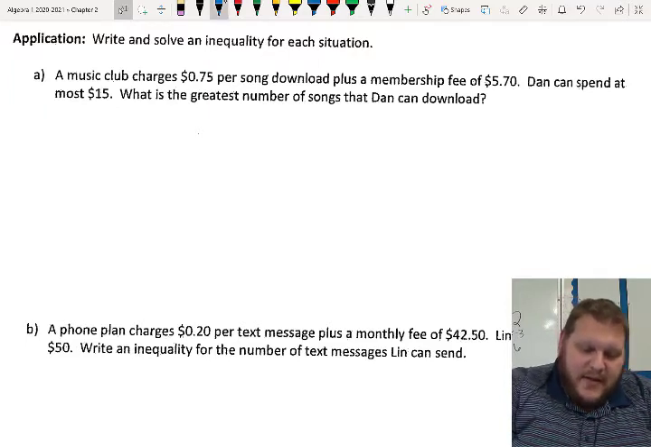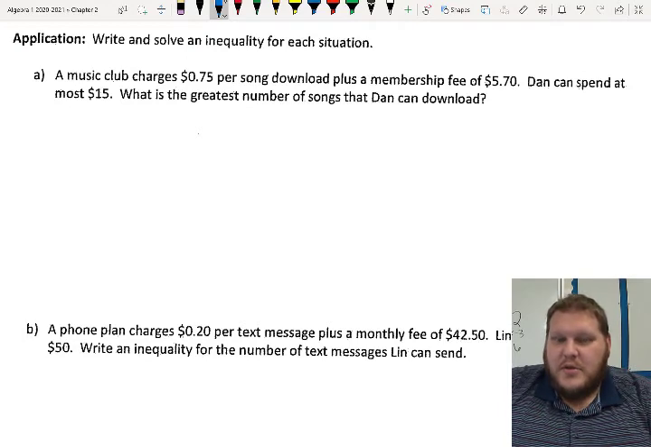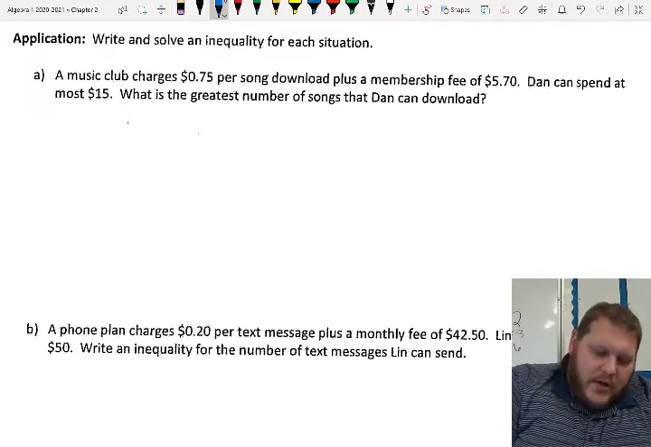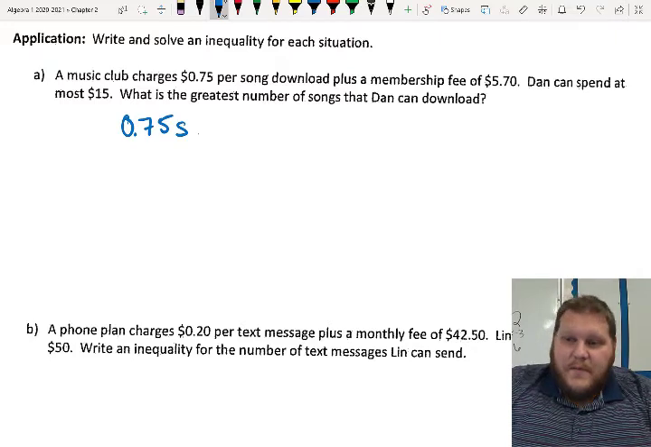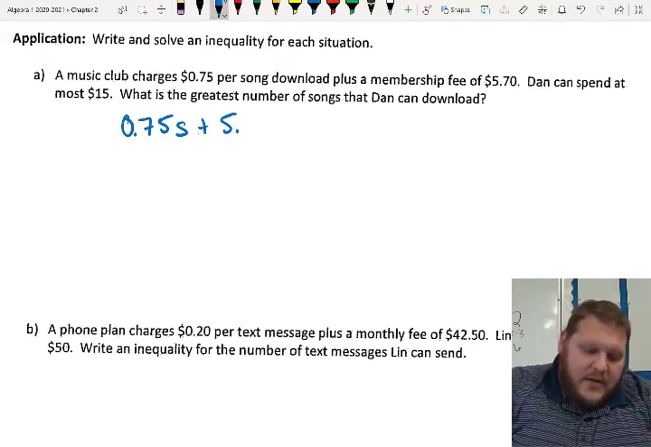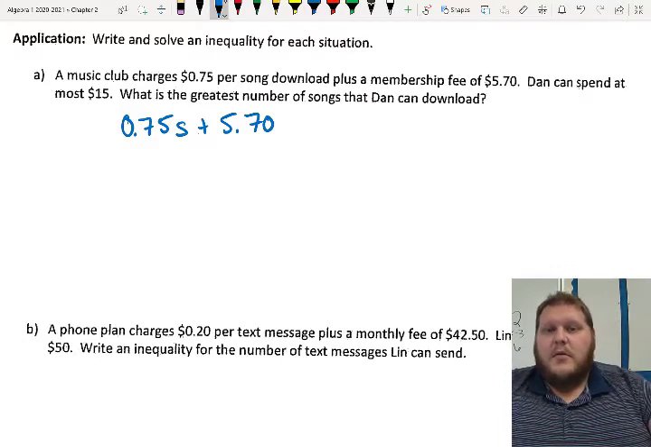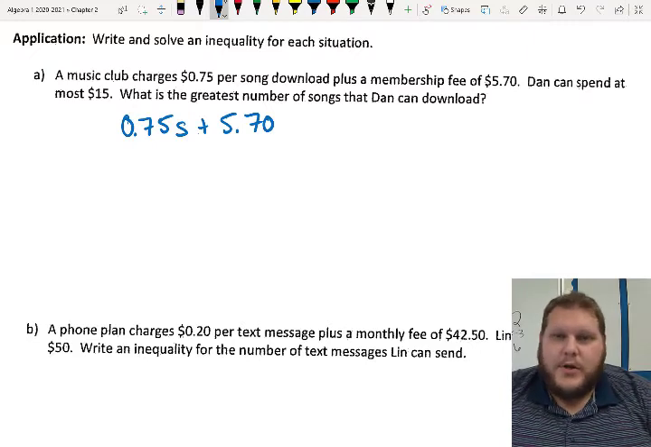Again, these are dated questions, because you guys just use Spotify or SoundCloud or whatever you're using, and you don't have to pay per song like we used to. But in this case, let's pretend like it is. So we know that we get charged 75 cents per song. I was using S to represent songs. And there's a membership fee of $5.70. Now what we just wrote there is the total cost of our song situation.